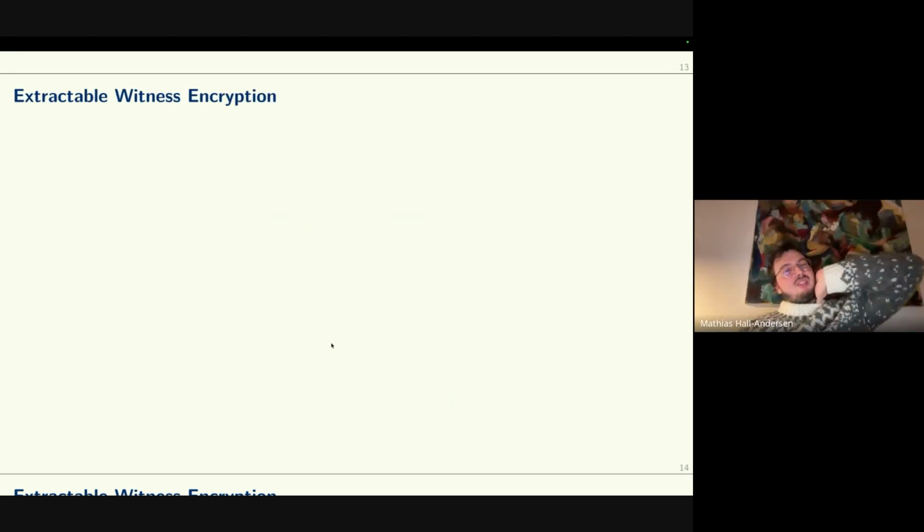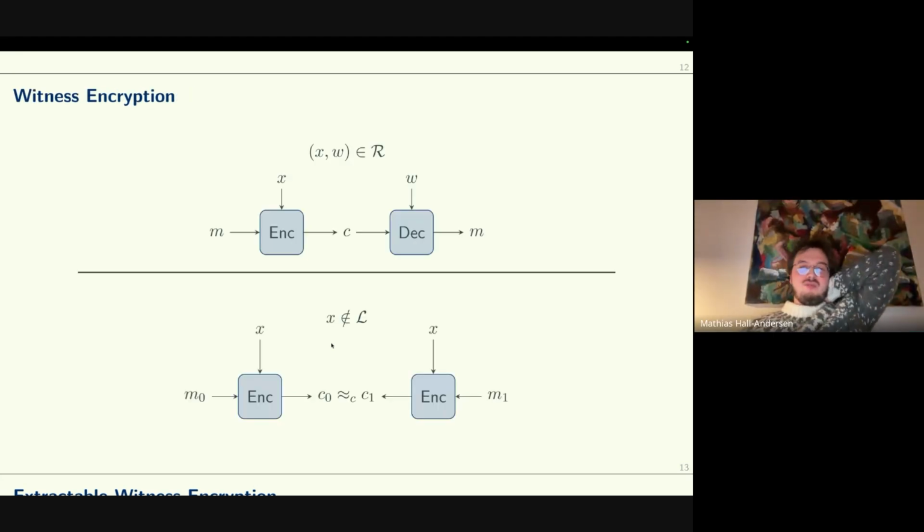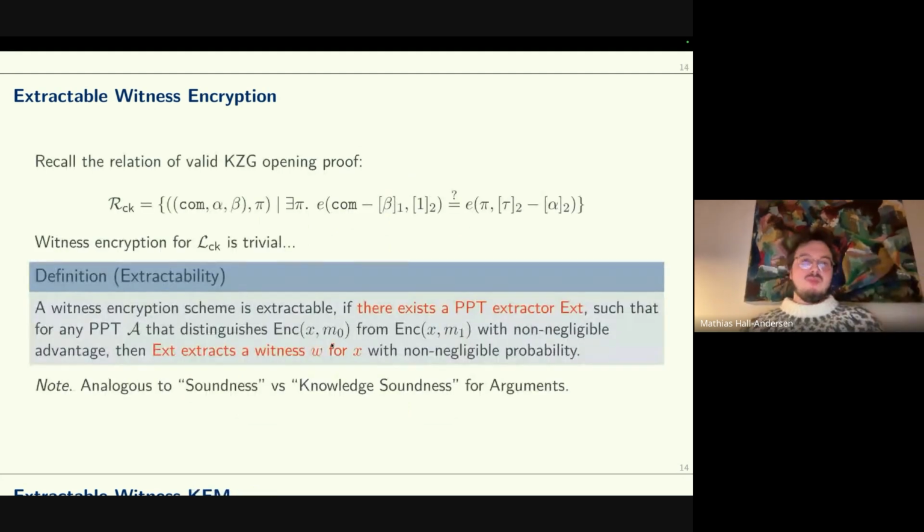Okay, so this thing that I just vaguely described to you won't really fully do. That's because this is the relation of valid KZG opening proofs, right? You have a statement that is some commitment, some alpha, some beta, and a proof. And what it's saying is that this pairing equation holds. The problem is that this relation is trivial. The language is trivial, sorry, which means that for every commitment com, alpha and beta, there always exists a pi.